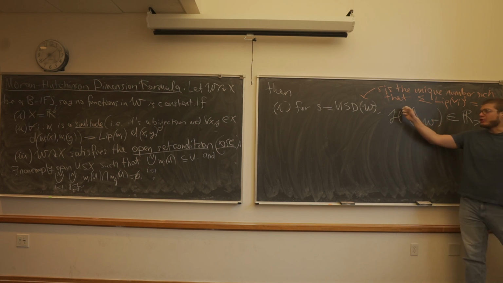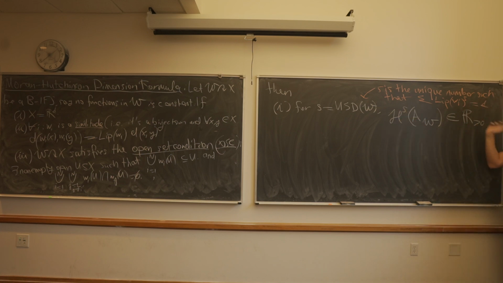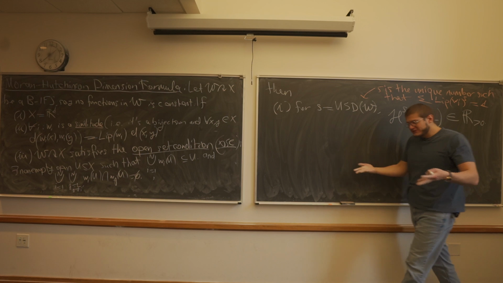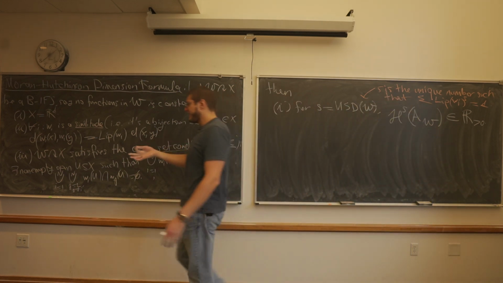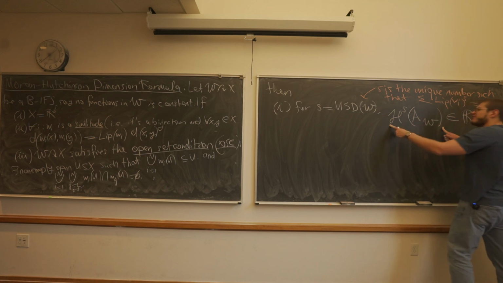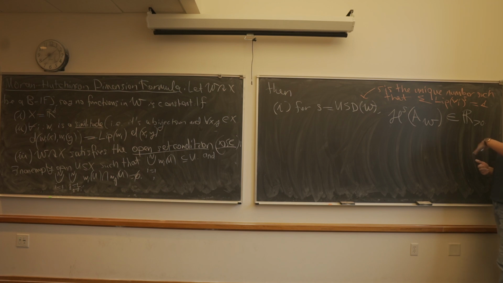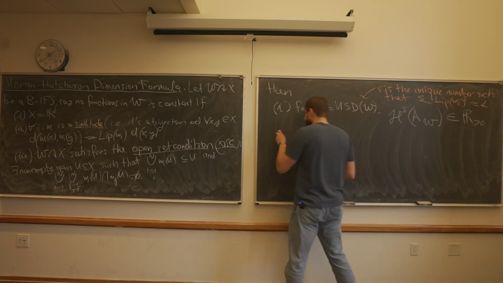Now, the only S for which the outer measure is a finite but positive number is the dimension, right? Because there you have the phase transition. If for this S the number is finite, then for anything before it the outer measure has to be infinity, and for anything after it the outer measure has to be 0. Therefore, the Hausdorff dimension is equal to this.